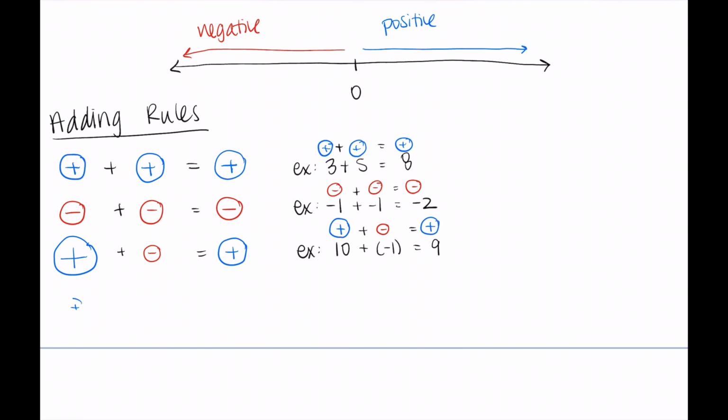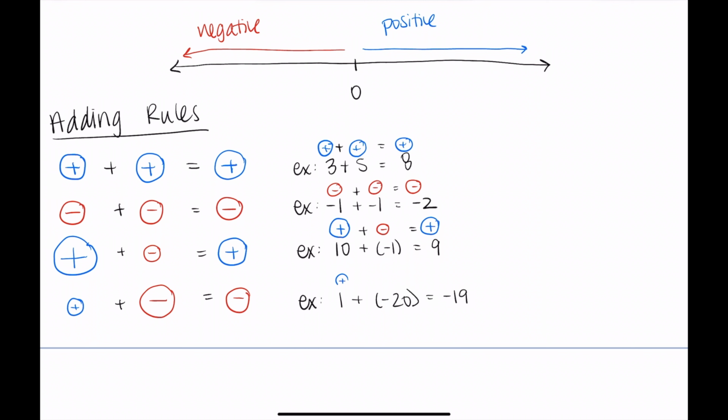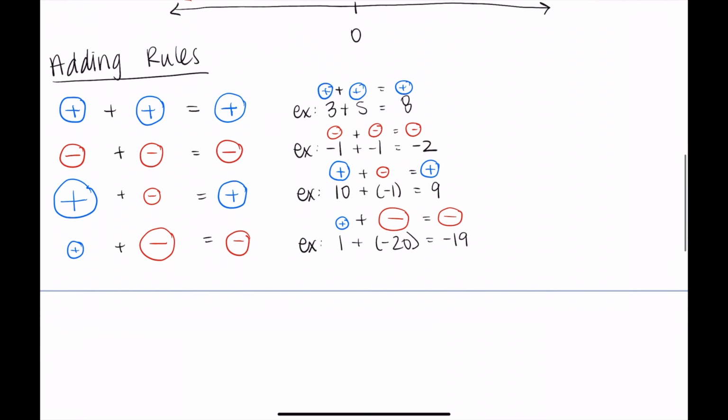For that example, we'll go through one more rule. What if we had a small positive number plus a large negative number? Well, that would give us a negative result. And an example of that would be 1 plus -20. 20 is way, way bigger than 1, right? So that 20 will carry our sign. And since the 20 is negative, our answer will also be negative for that example.